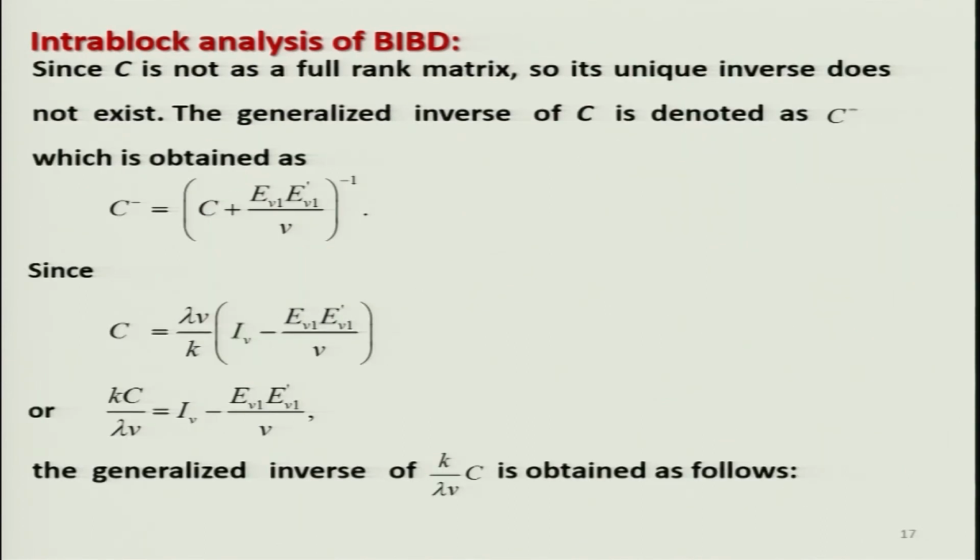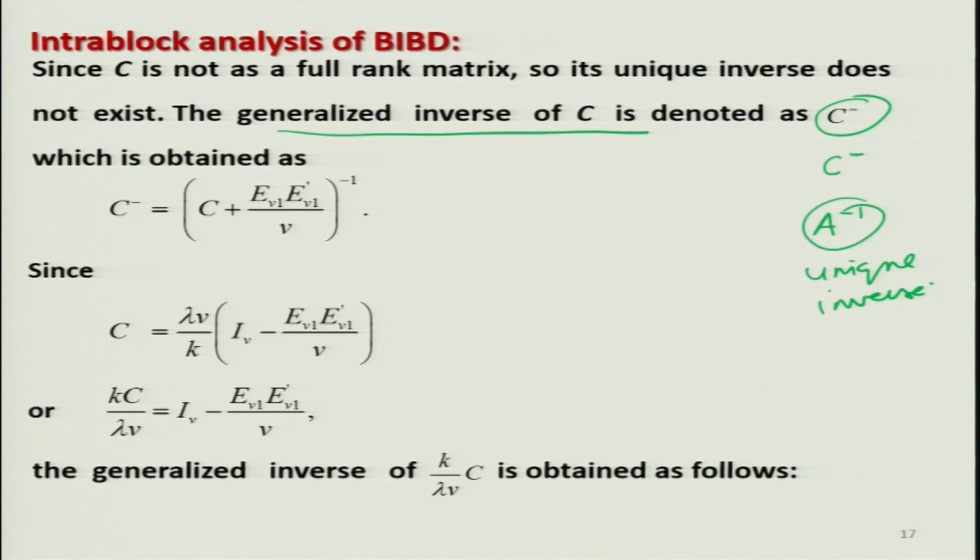Now, we know that C is not a full rank matrix, because we already proved that the row sums and column sums in C are equal to 0. So, the unique inverse of C does not exist, because C is not a full rank matrix. So, now we need to find the generalized inverse of C. We indicate it by the symbol C with a minus, but not with a minus 1, because if I write it as an inverse, it means a unique inverse.